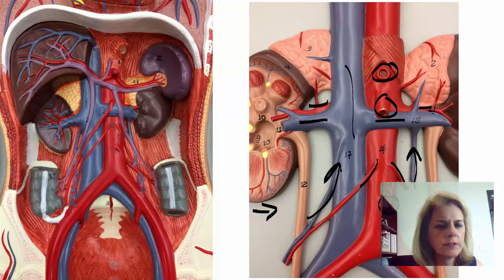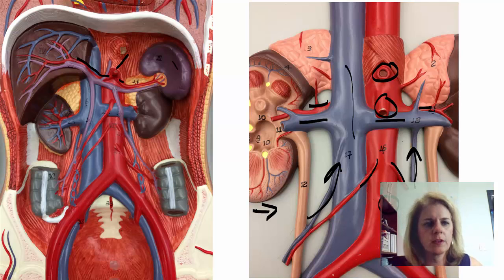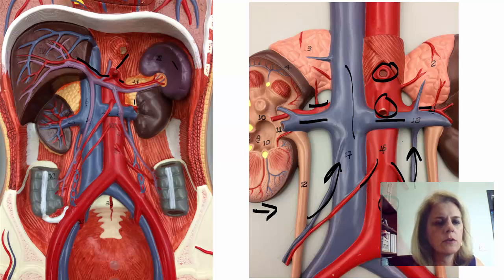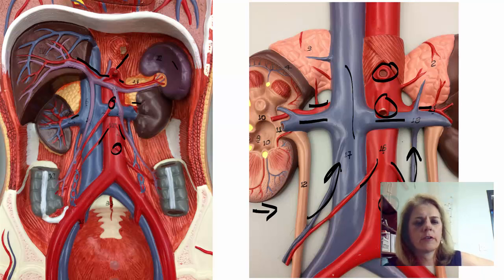All right, so this model, I want to talk to you quickly about this one. Again, here's your celiac trunk with your gastric. And this one you can even see it goes out to the spleen, your splenic, and this one goes to your liver, hepatic arteries. All right. You can see your renal arteries and your renal veins. You can see your gonadals, your superior mesenteric, and your inferior mesenteric arteries.